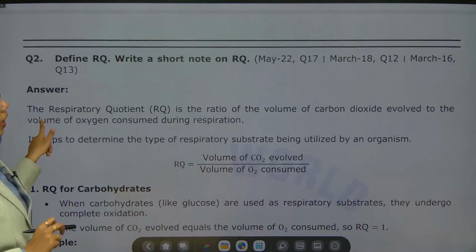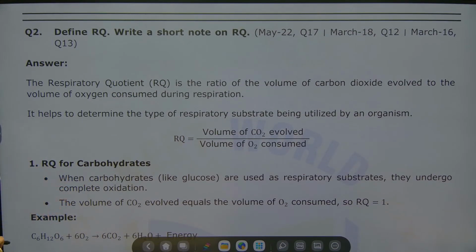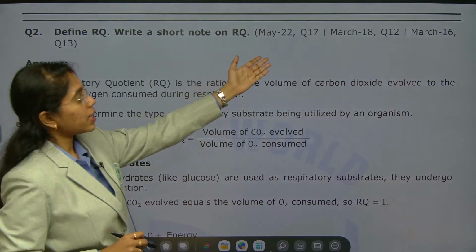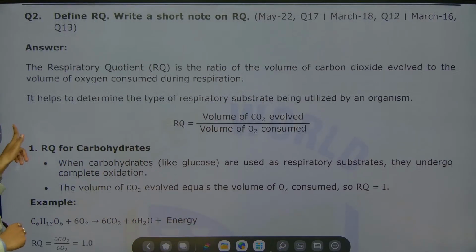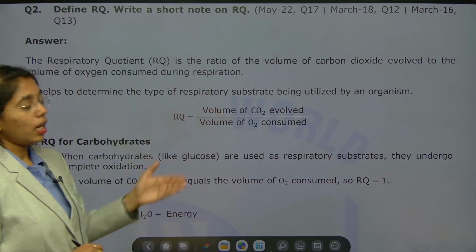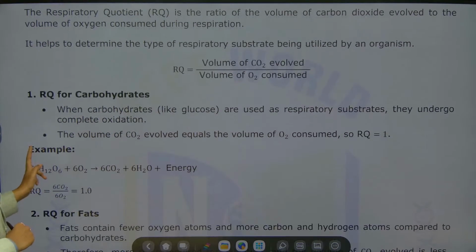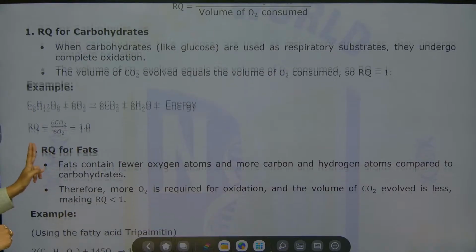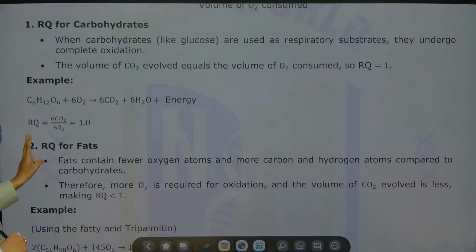Now, next question is about RQ, that is respiratory quotient, which is asked in multiple years like 2022, 2018 and 2016. Here respiratory quotient is the ratio of what? Volume of carbon dioxide evolved by volume of oxygen consumed. That is the standard formula of RQ. Here you have to give out RQ of carbohydrates, fats and proteins. First we will see RQ of carbohydrates.